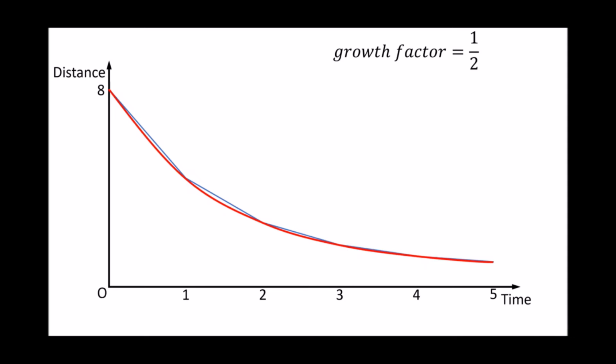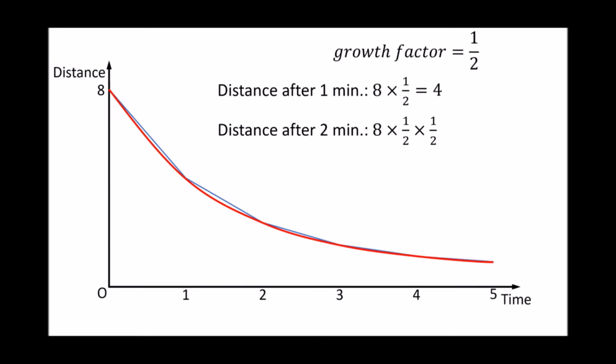We know that we start at a distance of 8 meters. So after 1 minute, it is halved. It's 8 times a half, so 4. After 2 minutes, this number, 8 times a half, is halved again. So we get 8 times a half times a half to get 2. But we can also shorten that. A half times a half is a half squared. So we get 8 times a half squared, which is 2.